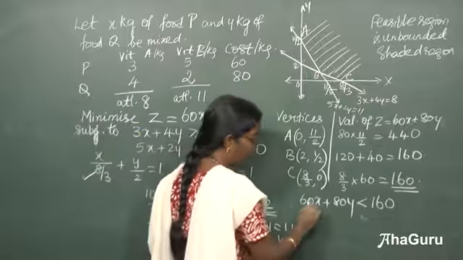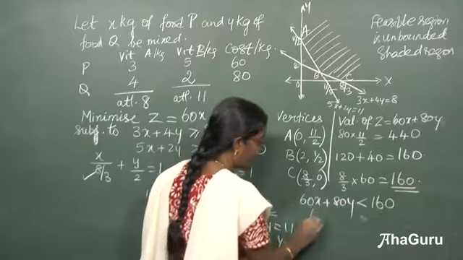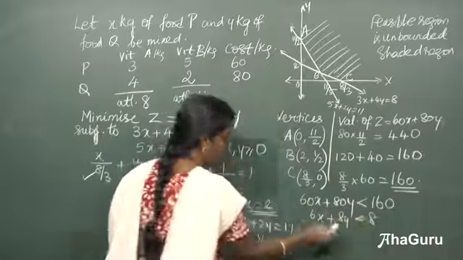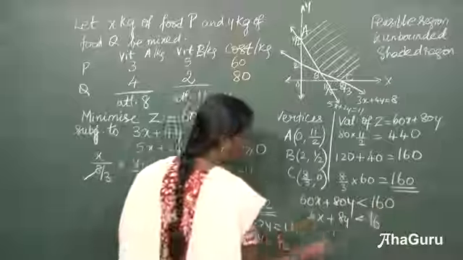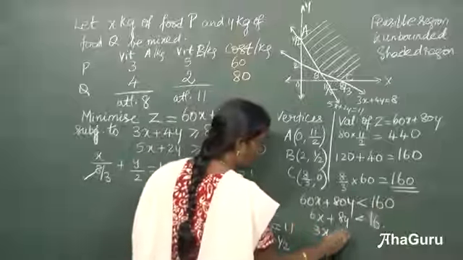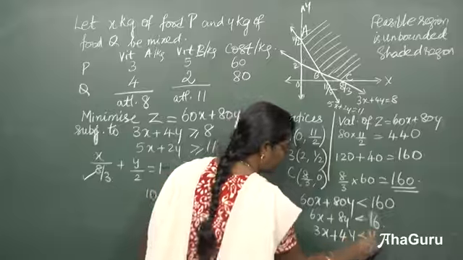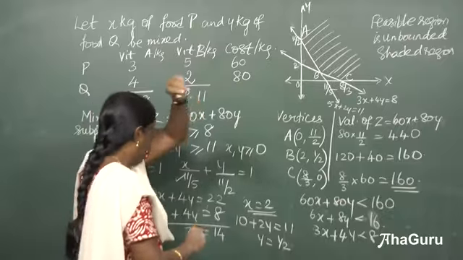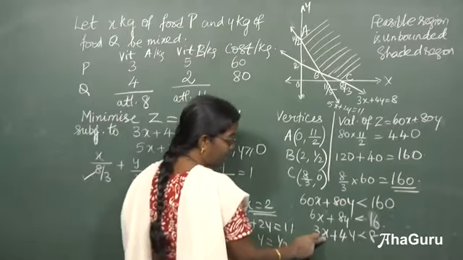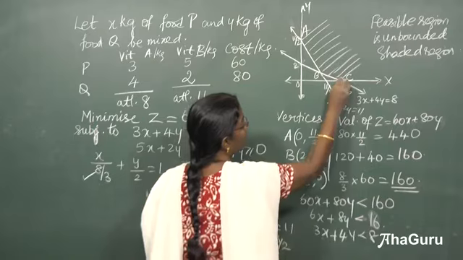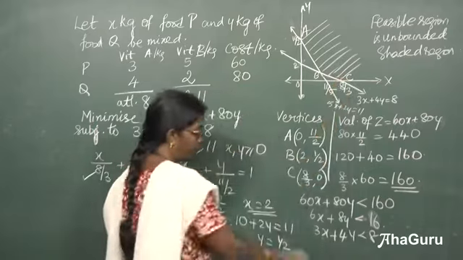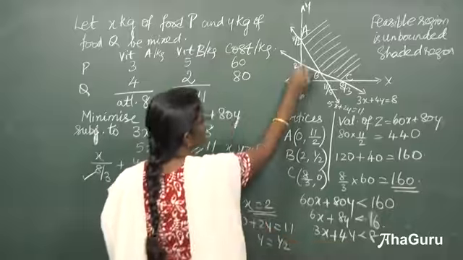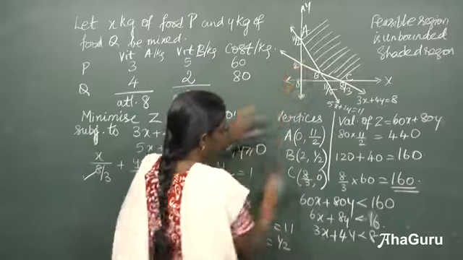Now when I simplify it, first I will rewrite it as 6x plus 8y is less than 16, or I get 3x plus 4y is less than 8, correct? 3x plus 4y is less than 8. Now x, if I consider the point, it will be 8 by 3. I have the point here, correct? And the other one is y by 2. 2 is the point here.